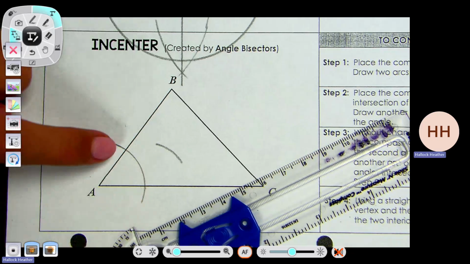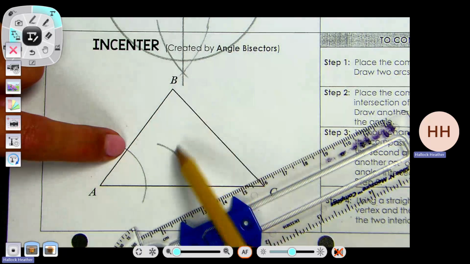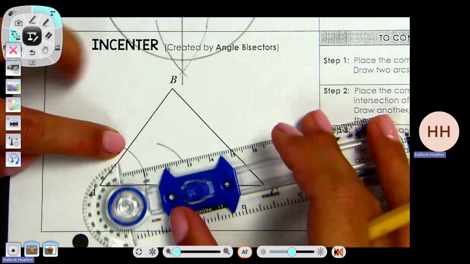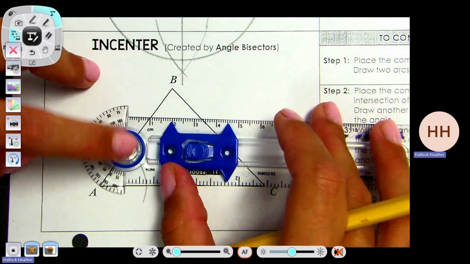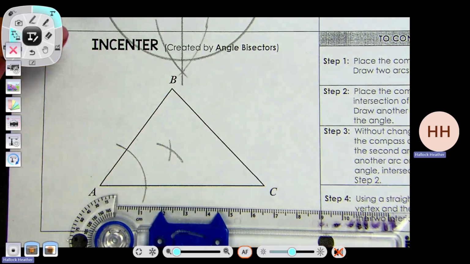Using the same measurement, we're not moving it at all, we're going to move it to the other arc mark. And we're going to make the same crisscross using the same measure on the other side. So they should cross on the inside of the triangle.